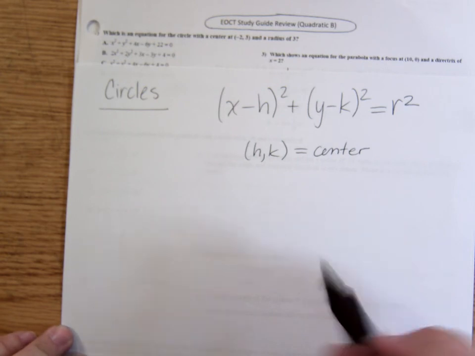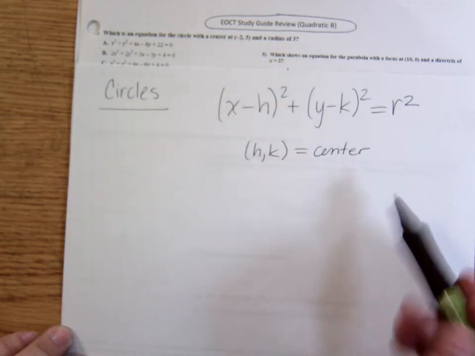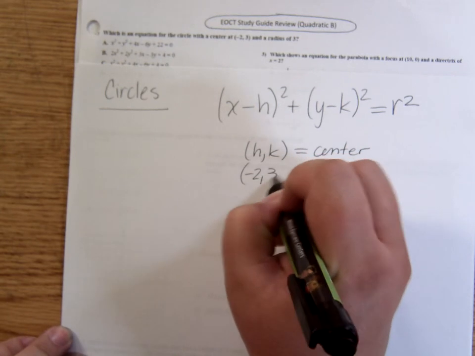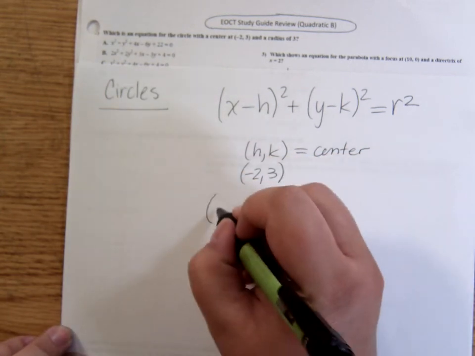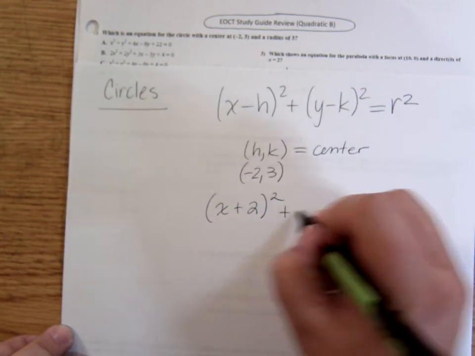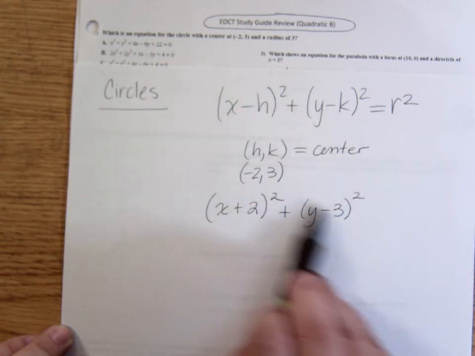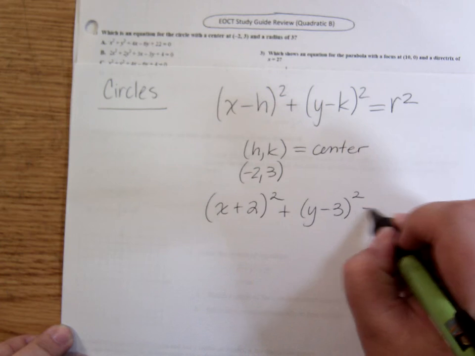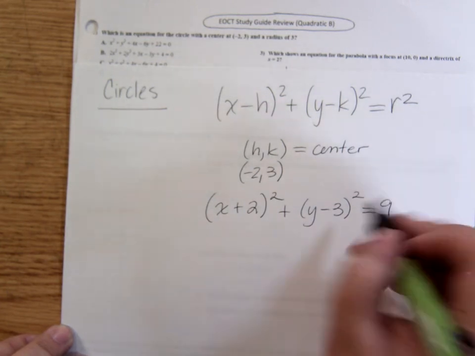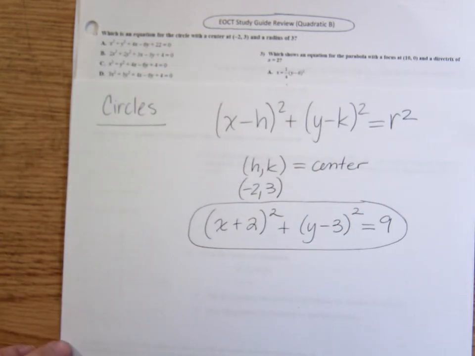So looking at this first problem here, which is an equation for a circle with a center at negative 2, 3, and a radius of 3. If the center is negative 2, 3, that means h is negative 2. So x plus 2 squared plus y minus 3 squared. See how it's the opposite sign of what the point is. And the radius is 3. Well, if the radius is 3 and I square it, I get 9. So this is my answer, which is not shown.